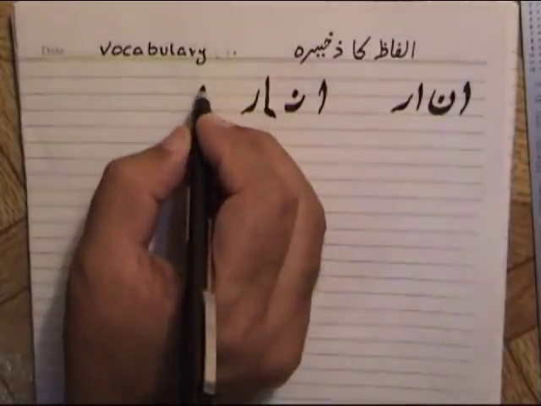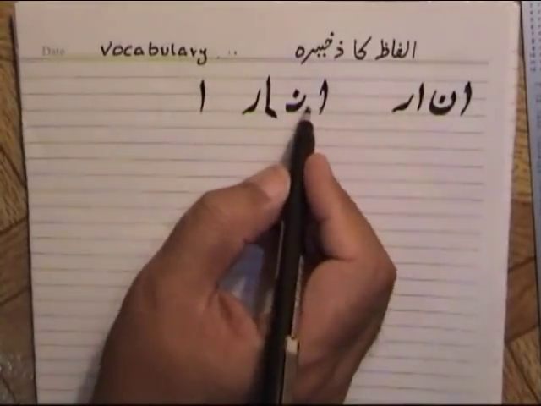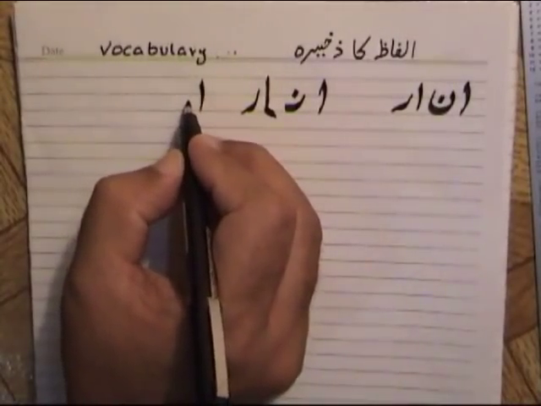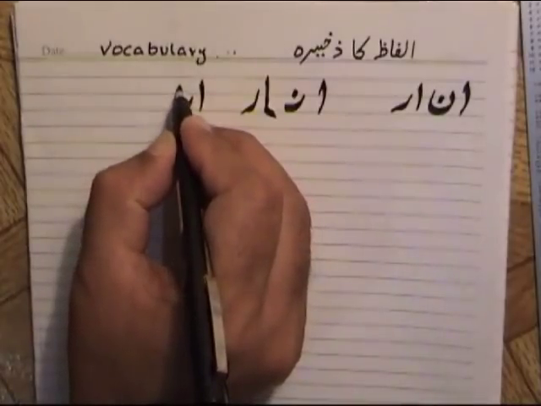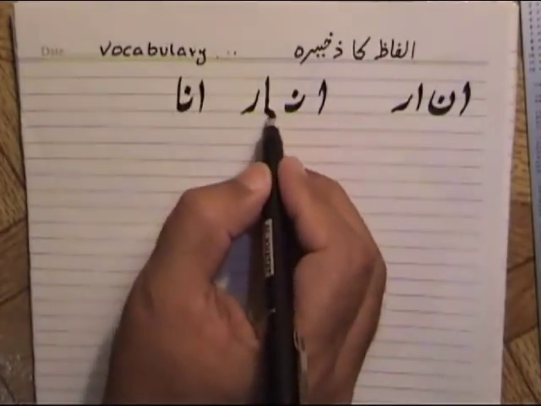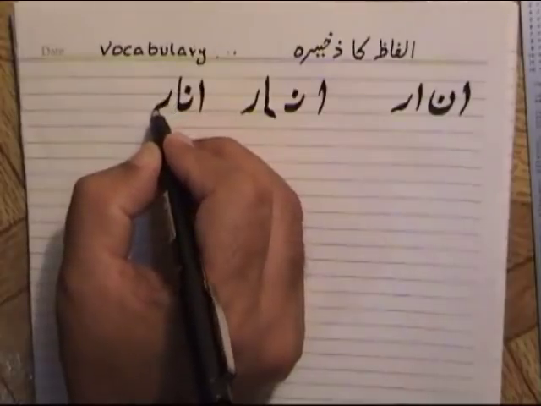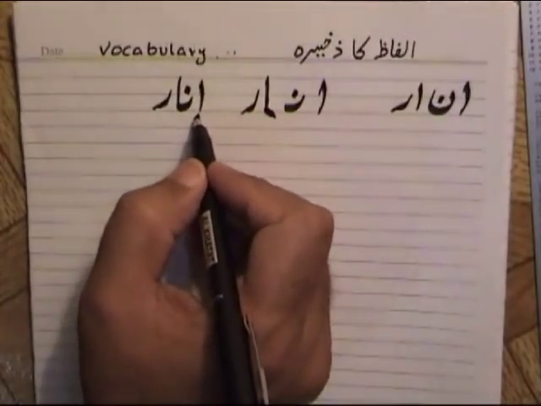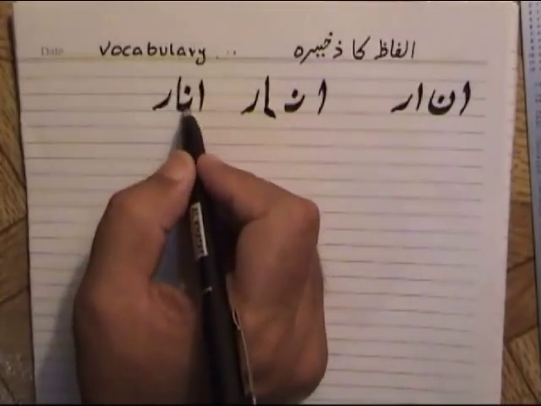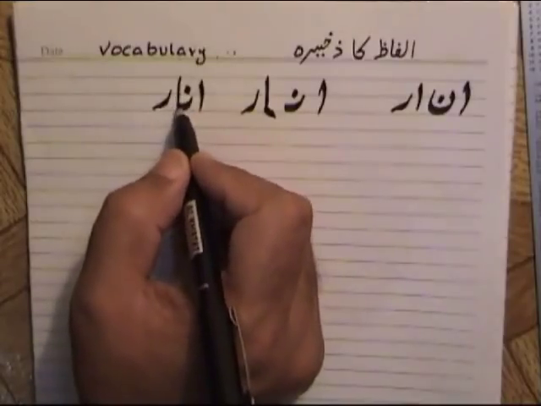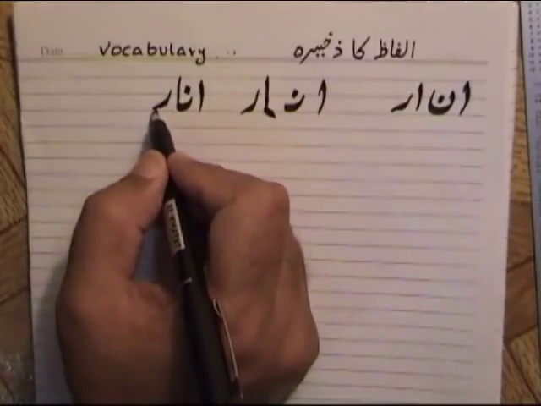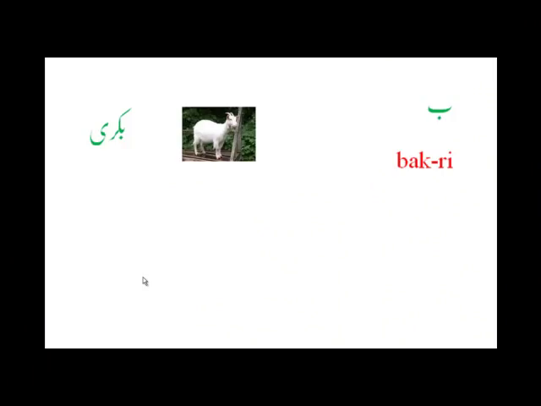So when we join them, Alif, this one, and Noon and Alif, Noon and Alif, and then this Re. So there are three parts. First, only Alif. Second, Noon and Alif are combined. And in third, we have Re. So Anar.